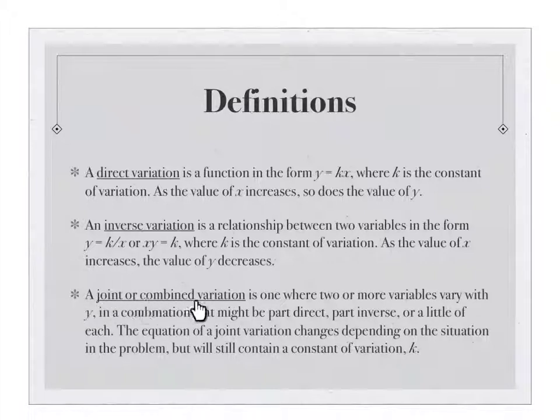Then you have a joint or combined variation, which is where two or more variables vary with y in a combination that might be part direct, part inverse, or a little of each. The equation of a joint variation changes depending on the situation in the problem, but it will still contain a constant of variation, k.